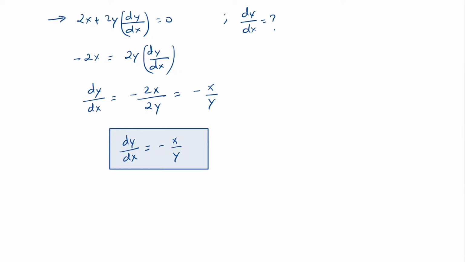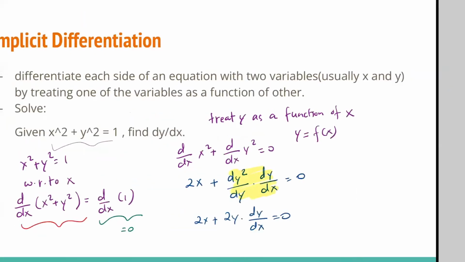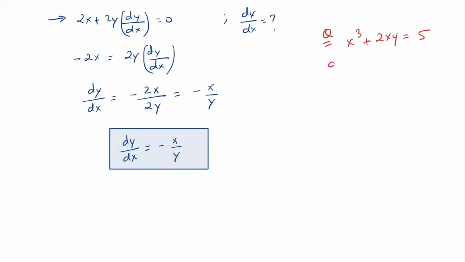So one thing to notice in this type of differentiation is, say we have another type of problem that says x cubed plus 2xy equals 5, right? So how do we solve this type of problem? Well, from a higher level perspective, like we just did before, we can say d over dx of everything equals d over dx of 5. Then we slowly begin building our steps from here.